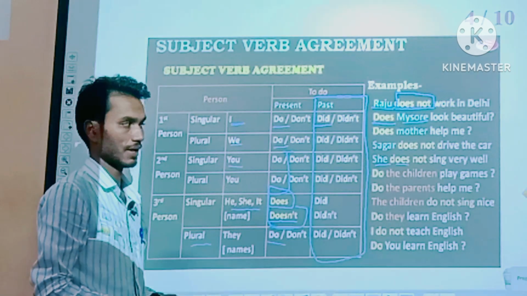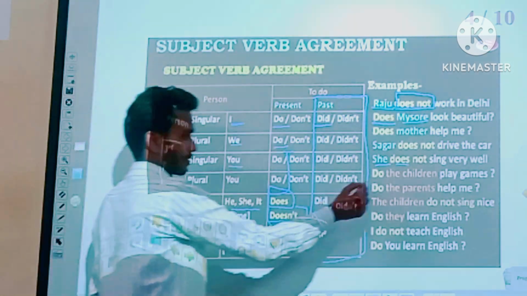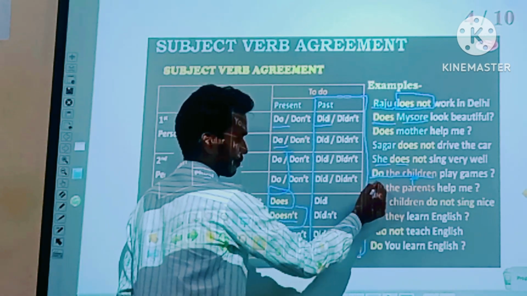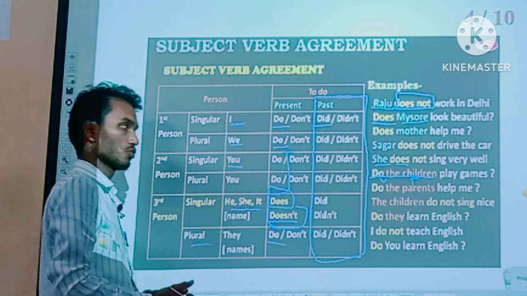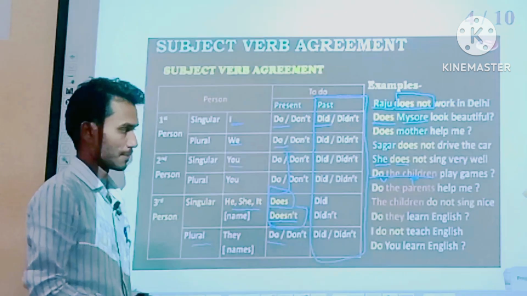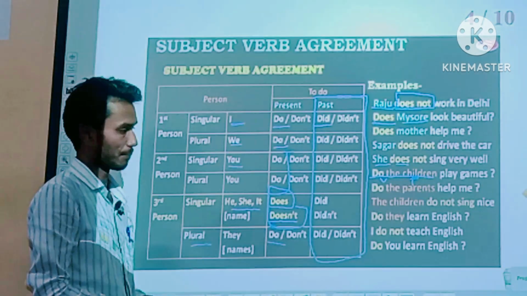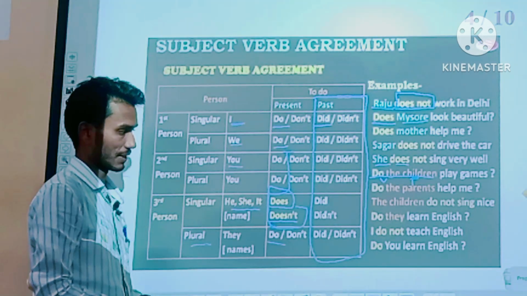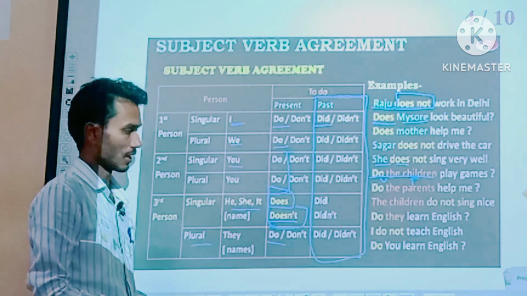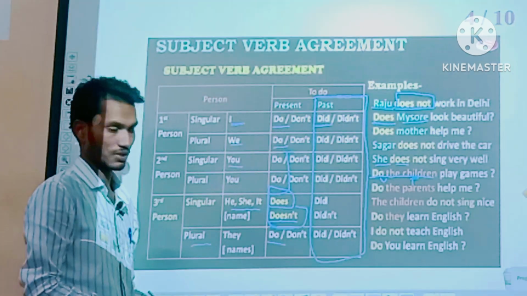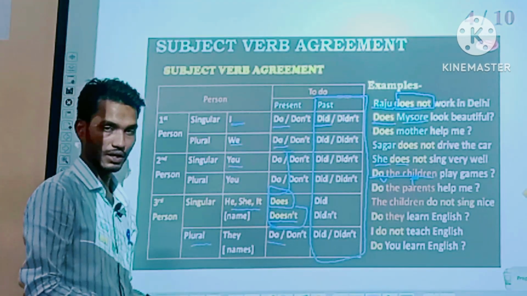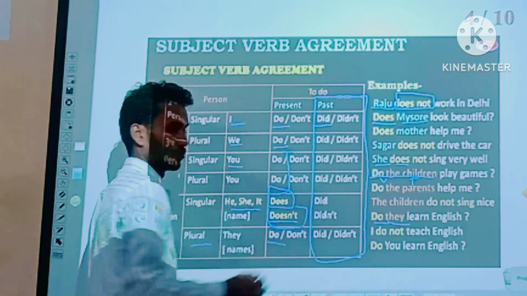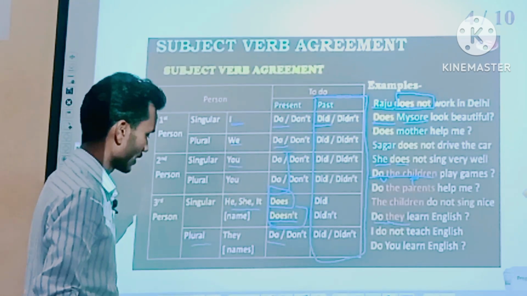Do the children play games? Here the subject is plural, right? That's why the verb form do is plural. Do the children play games? Do the parents help me? The children do not sing nice, right? Do they learn English? I do not teach English. Do you learn English? Here the subject is plural, and do is also a plural verb, right?